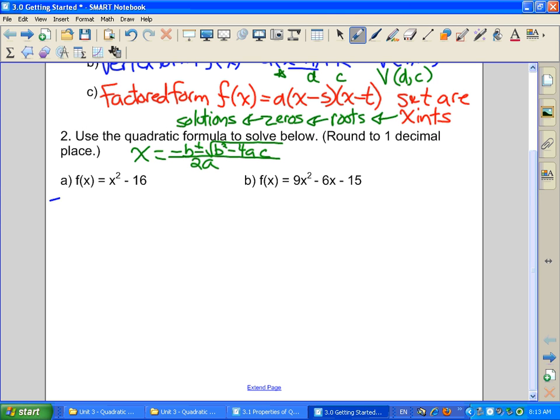Someone in my class said, hey, Mrs. R, this looks easier to factor. Can we just factor? You could if it just said to find the roots or find the x-intercepts, but in this case, the question actually asked you to use the quadratic formula.